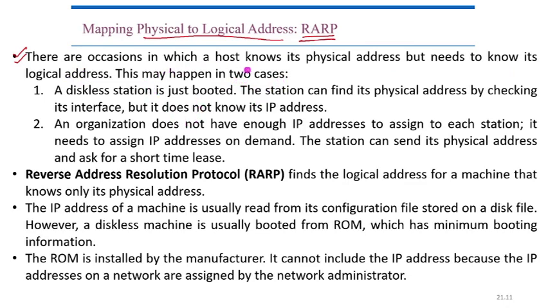If a particular host knows its physical address but has no information about its logical address or IP address, for example, a diskless station that has just booted. If any station without a disk has just booted, the station can find its physical address by checking the interface, like the NIC, network interface card, but it does not know its IP address.